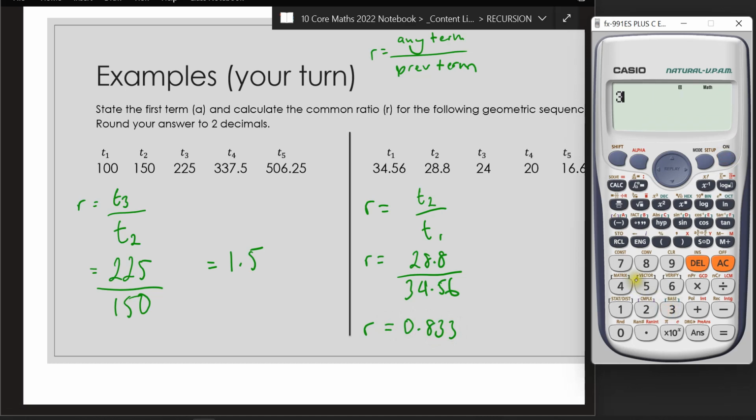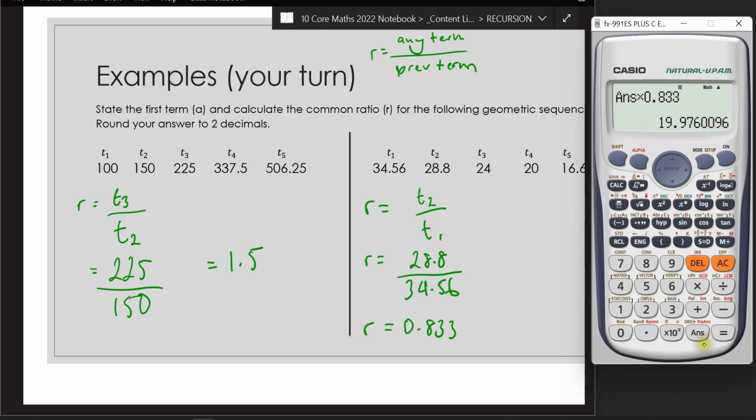So let's go 34.56 times, enter. So that's how we generate terms on a calculator. And then times 0.833. So if I keep pressing enter, there's term number 2. Yep, so if I round that, it should equal that. Term number 3, again, if I round it up, should equal 24.